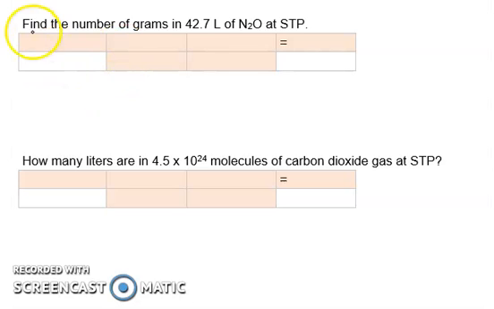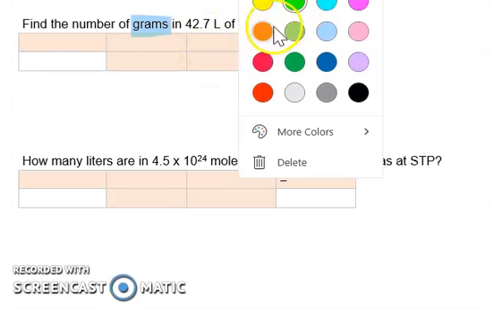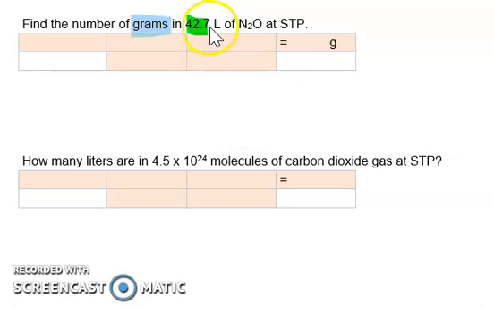Alrighty, so for this problem, find the number of grams. So our last unit, our answer, is going to have grams. So I'm going to do grams right there. And we are starting off with 42.7 liters of N2O at STP.